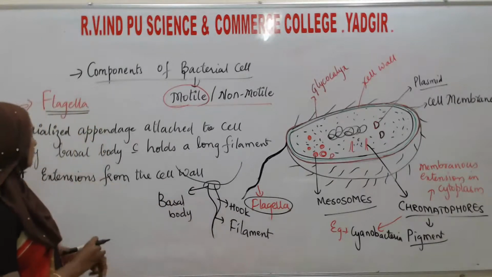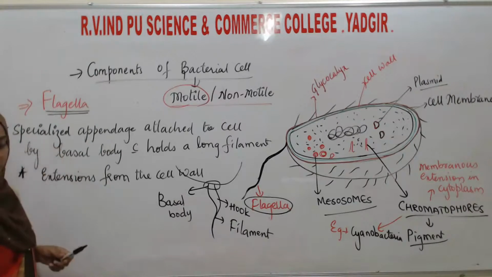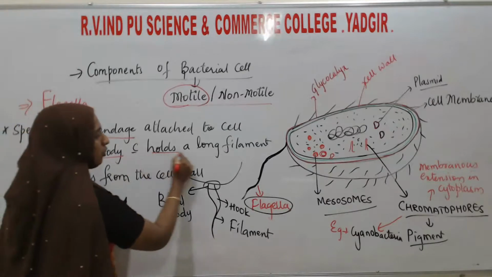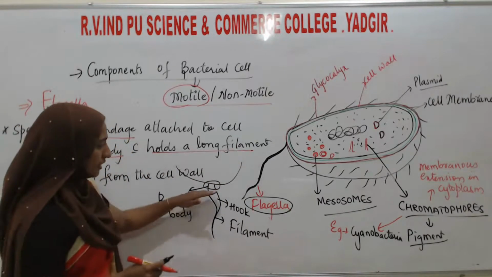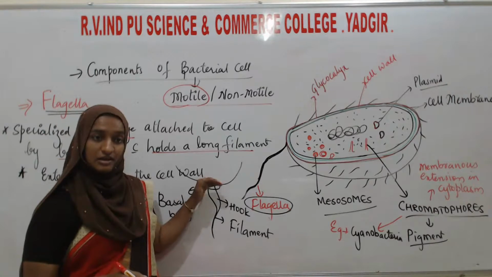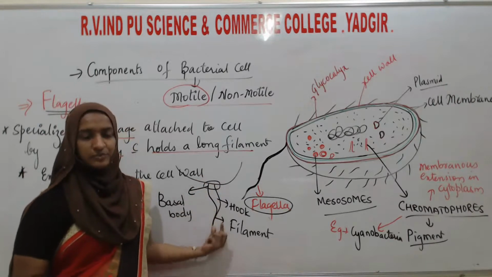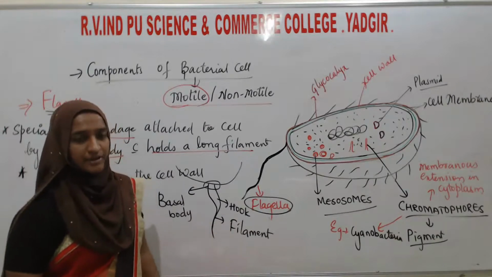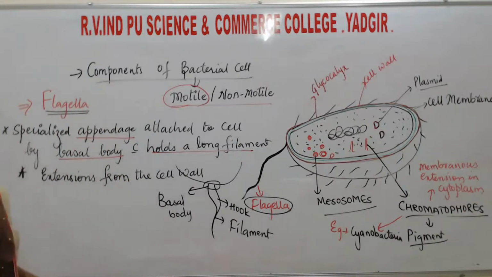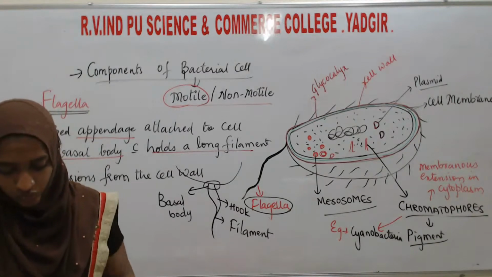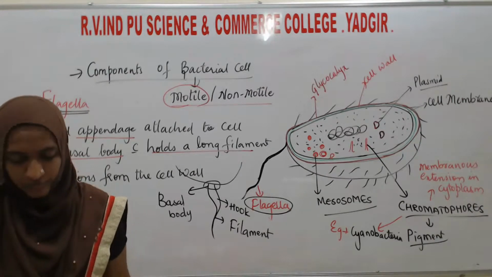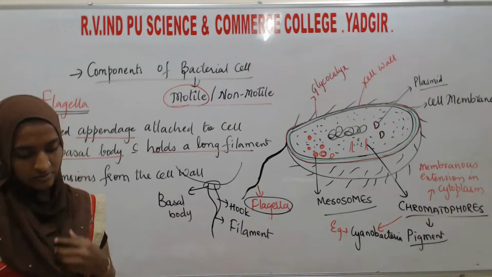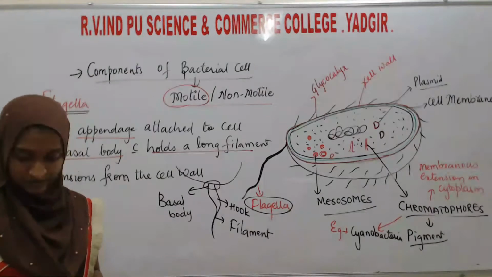It is a specialized appendage attached to the basal body, which holds a long filament. The basal body is first attached to the cell, holding the terminal part, the thin thread-like structure, which is the filament. This extension is formed from the cell wall. Its movement pushes the cell forward and provides motility. So the bacterial flagella is composed of filament, hook, and basal body.